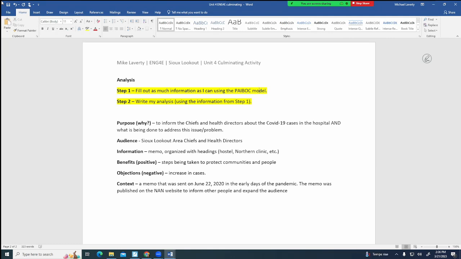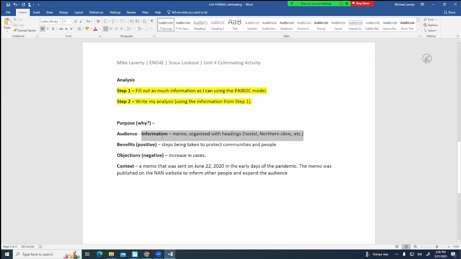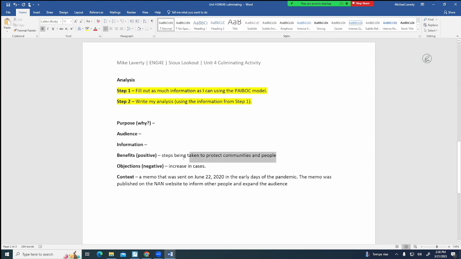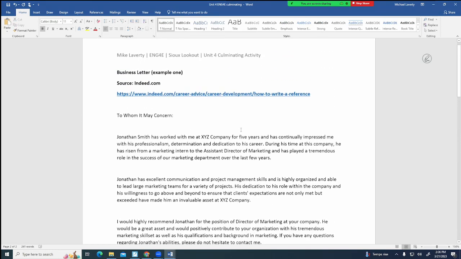So the first thing I need to do is to look at this model, right? And to look at this business letter. Since this was for a different assignment, I can erase all these, and I can erase it and not worry about it because I know it's included elsewhere. It's in my other Word document. So let's have a look at the letter.